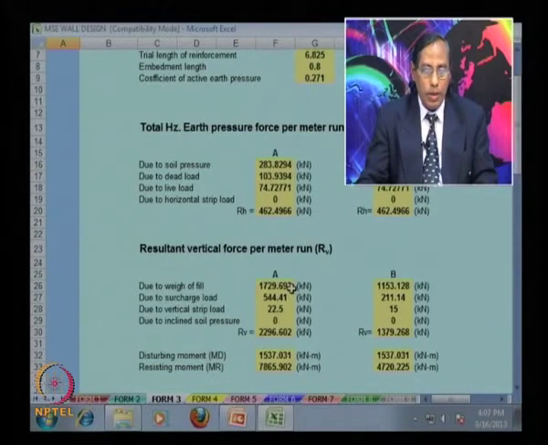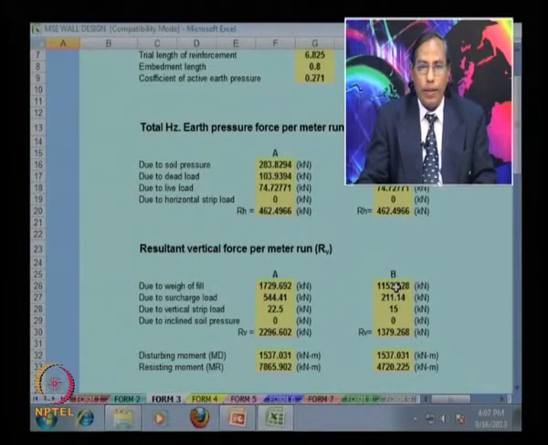So you can calculate the weight of the fill, and for combined load A the factor of safety is 1.5. So you have to multiply gamma into H into L into factor of safety 1.5. So you can obtain 1729.692. Similarly, for combined load B, you can have 1153.128. So there may be variation of the factor of safety as per the BS code specification.